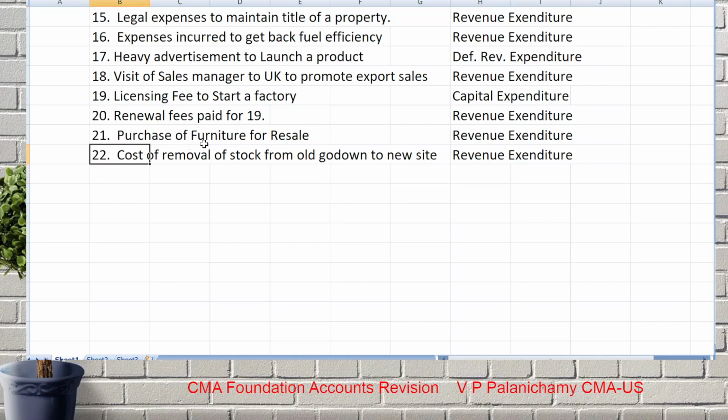Are you removing machine or stock? Stock. If it were part of an improvement, moving it would be capital expenditure.